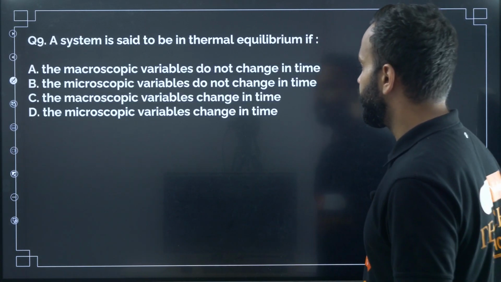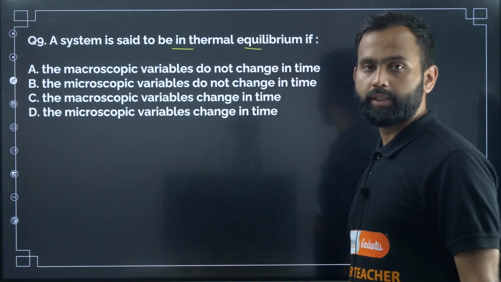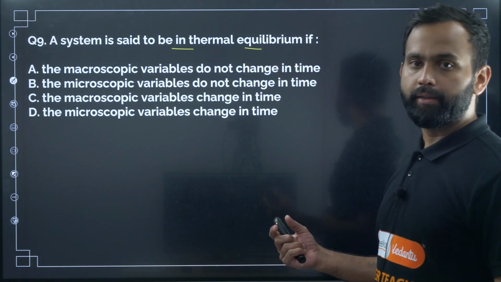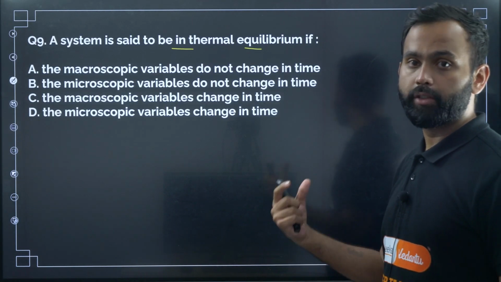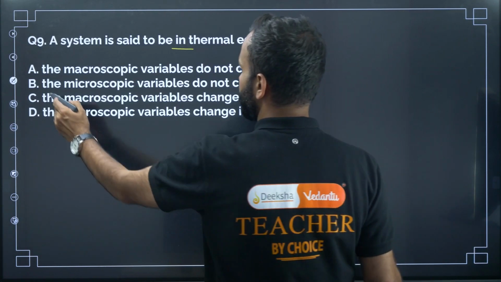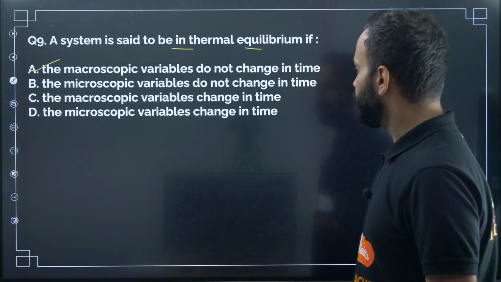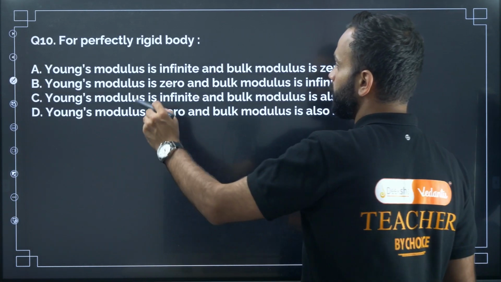Next question, question number 9. A system is said to be in thermal equilibrium, then the macroscopic variables like volume, pressure and temperature do not change with the time. Okay, so the correct option is A. The macroscopic variables do not change with the time.